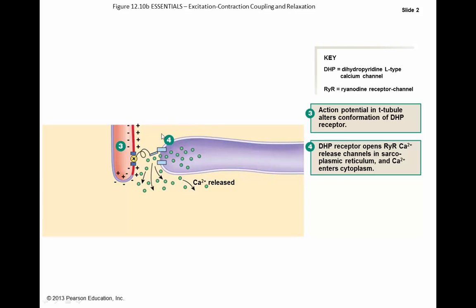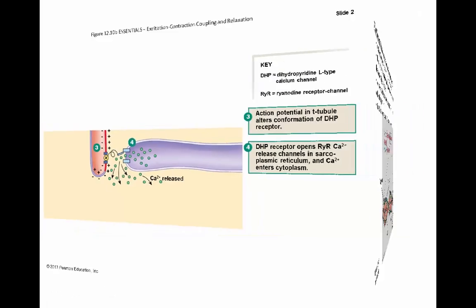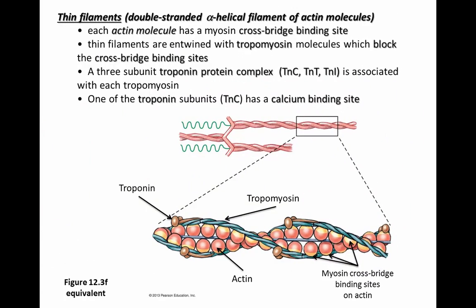Calcium is released because calcium is in such a high concentration inside the sarcoplasmic reticulum and such a low concentration in the cytoplasm of the relaxed muscle cell. Calcium flows down its concentration gradient and rapidly rises in concentration, saturating the troponin sites on the thin filament and facilitating muscle contraction. How does it do that?